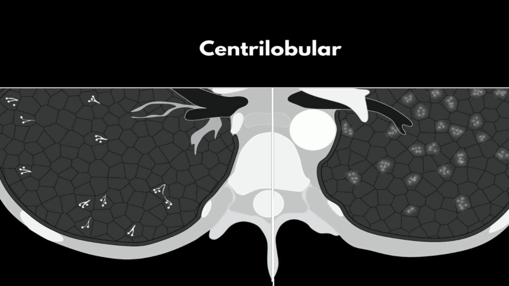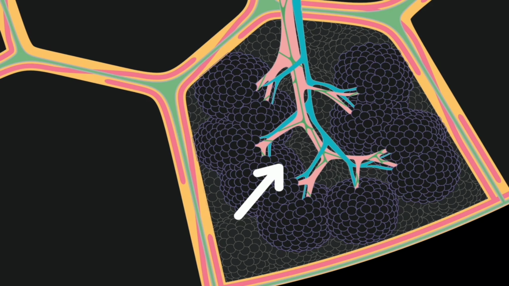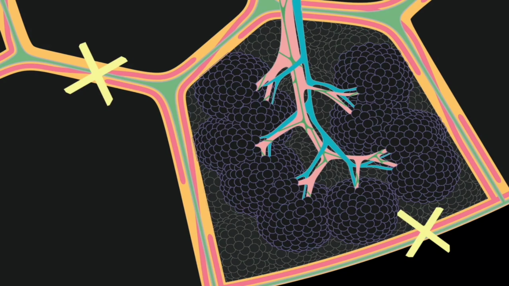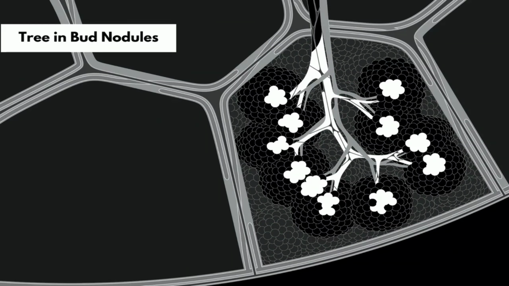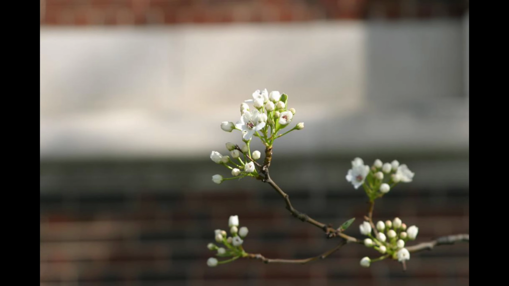Centrilobular nodules can be divided into tree in bud or poorly defined nodules. These are 2 patterns of nodules clustered along the centrilobular structures, sparing fissures and interlobular septa. The tree in bud pattern is most commonly caused by impacted bronchioles and alveoli, and is thought to resemble the branches and buds of a tree, as shown in this photo.